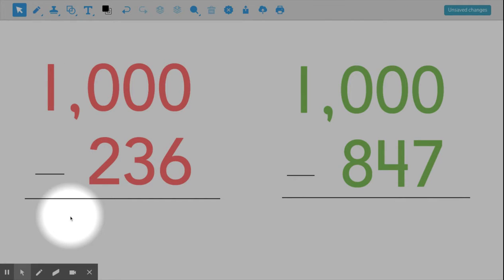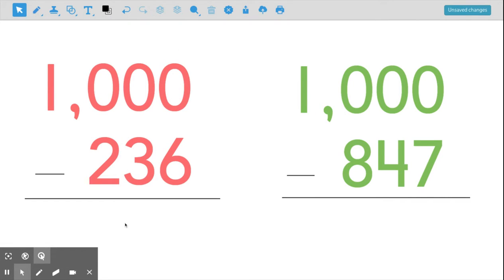All right, class, we've got two more problems to do today. We're subtracting 1,000, take away 236. So let's imagine that there are 1,000 people at the grocery store, which is not good right now, but normally that might be fine. 1,000 people at the grocery store and 236 people leave. Now, how many are still inside the store?